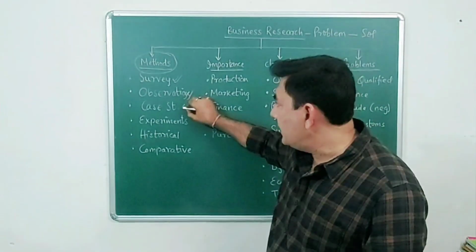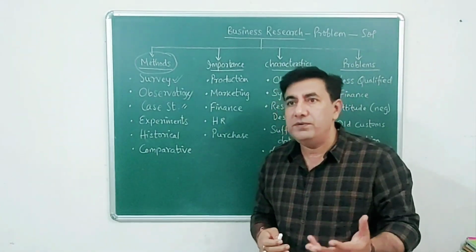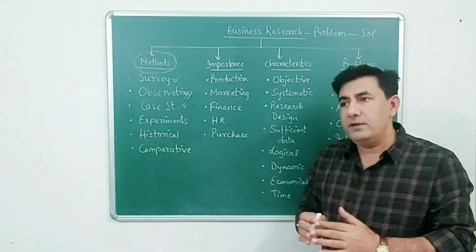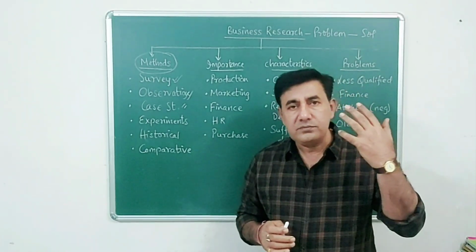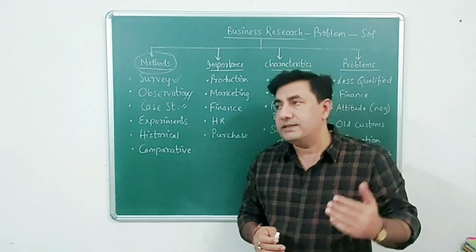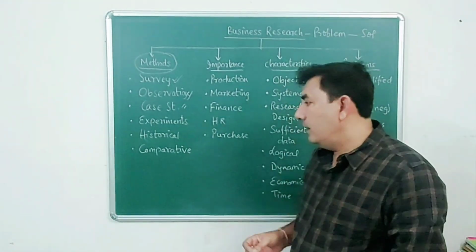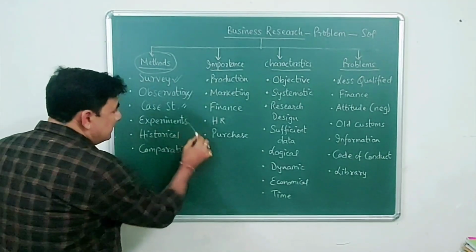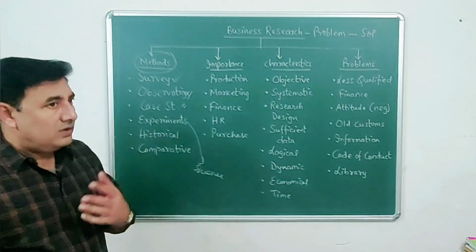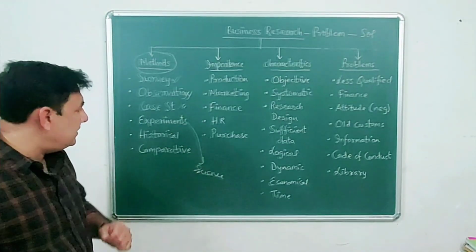Then comes case study. We are acquainted with case studies, which we often get in our schools or in management courses. A certain problem is given and the interviewee is asked to answer the questions related to the case study. On the basis of that we make a research. Then comes experiment. Basically these experiments are related with science subjects: physics, chemistry, biology, zoology, botany. Scientists are doing research from time to time, so this is basically concerned with science.